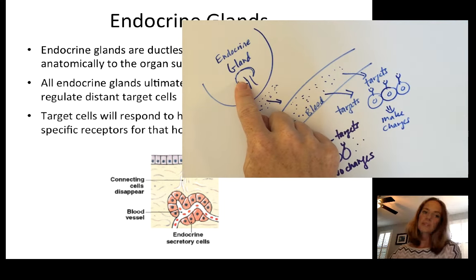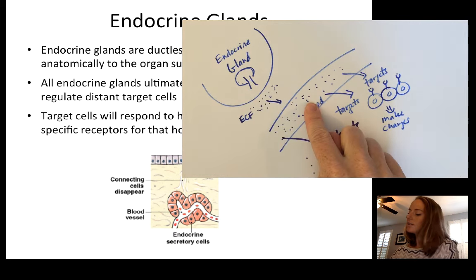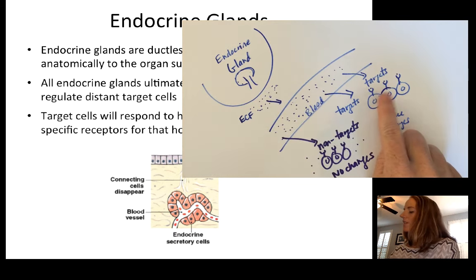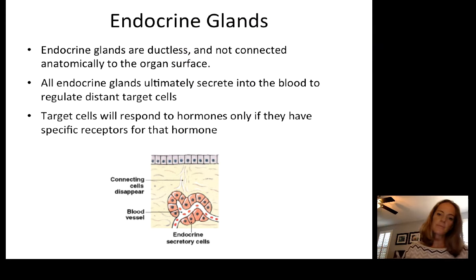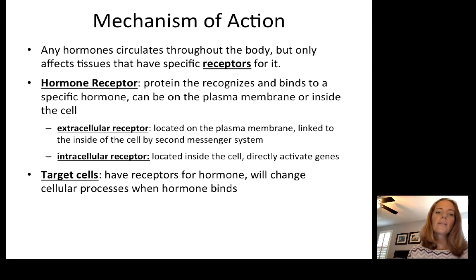So hormones are specific. They're produced by endocrine glands. They enter into the bloodstream, and they affect their targets through specific receptors. The mechanism of action then for a hormone is through these hormone receptors. So a hormone receptor, just like any receptor on a cell, is a protein that recognizes and binds to a specific chemical, in this case a hormone.